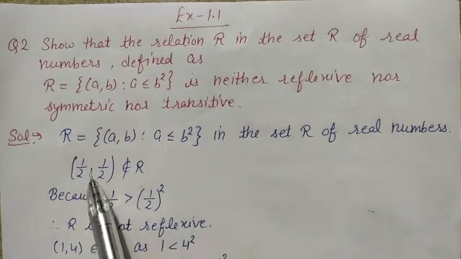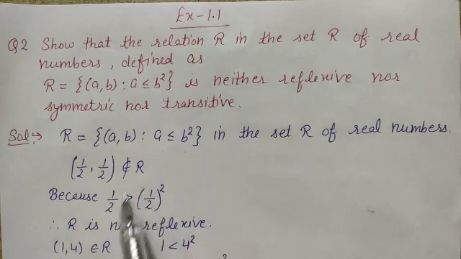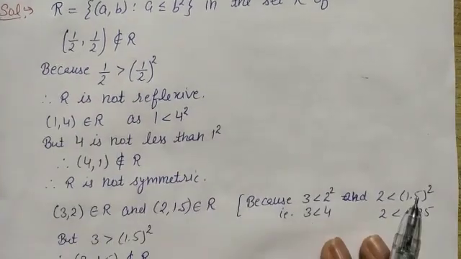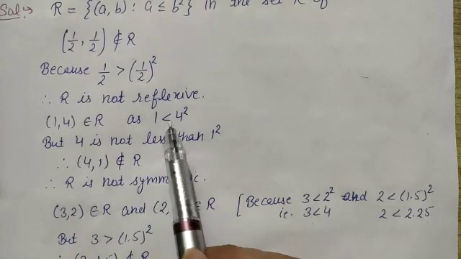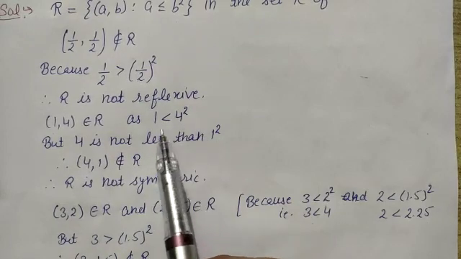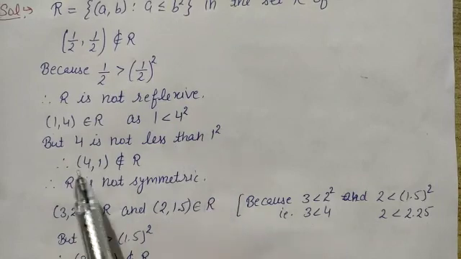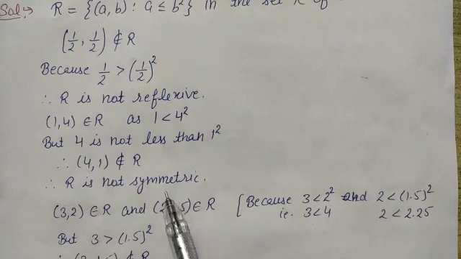Here we take element 1 upon 2. So (1 upon 2, 1 upon 2) does not belong to R because 1 upon 2 is greater than the square of 1 upon 2. So R is not reflexive here. Now for symmetric, (1, 4) belongs to R as 1 is less than square of 4. Square of 4 is 16. 1 is less than 16. But 4 is not less than square of 1. So (4, 1) does not belong to R. So R is not symmetric here.